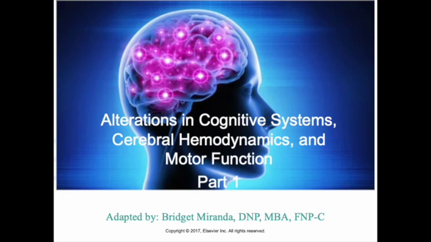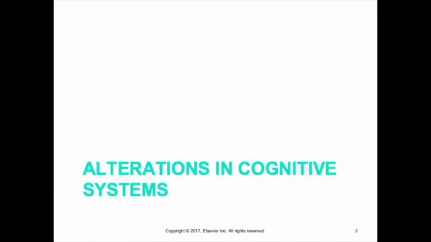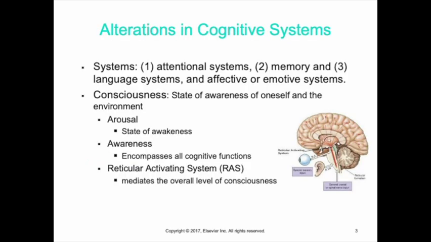Welcome to part one on the alterations in cognitive systems, and we'll be going over cerebral hemodynamics and motor function as well. First, starting off with alterations in cognitive systems. We know that there are three systems that support our cognitive function. We have the intentional systems, the memory and language, and the affective, or sometimes called the motive system.